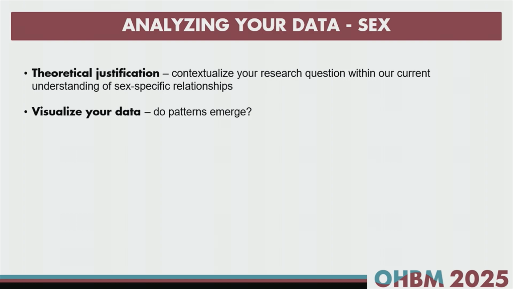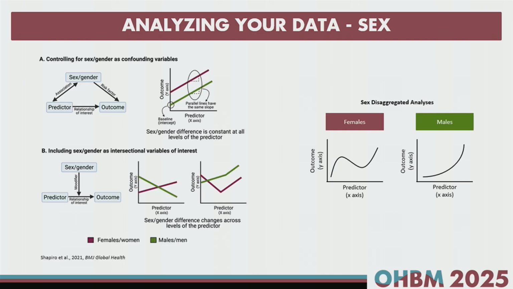Then another good thing to do is to visualize your data. So when you plot relationships in the male-only or female-only sample, do unique patterns emerge? There are also a few really simple ways to investigate sex differences in your data. You can include sex as a regressor or a covariate in your analyses. This approach assumes that the relationship between your independent variables and the outcome is similar for both sexes, but there's a consistent shift in the outcome based on sex.